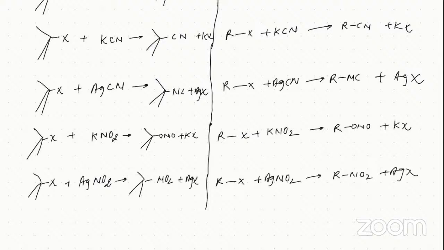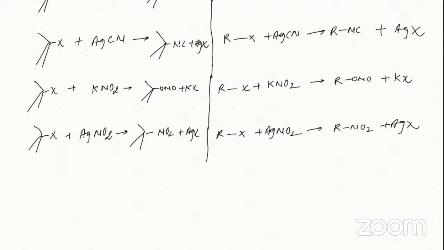Up here, student, this is the X plus you are treating R-C double O Ag. So what ester is going to form? This one, so this is the double O C R.